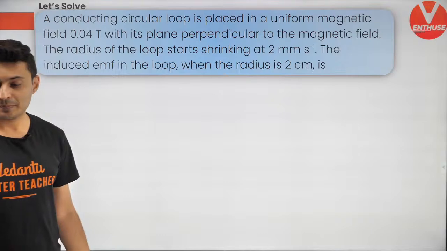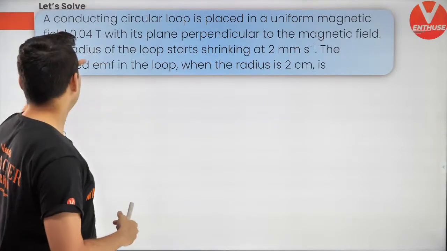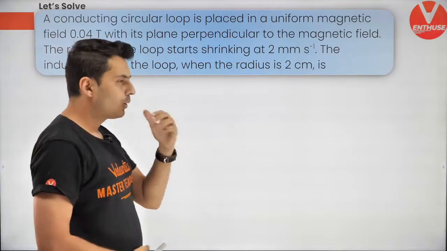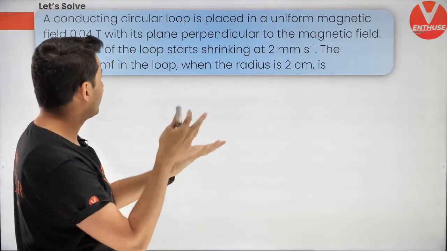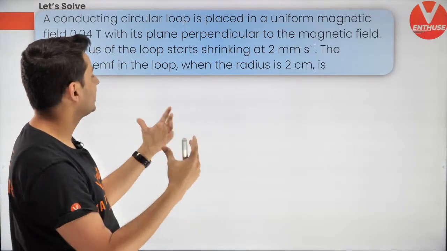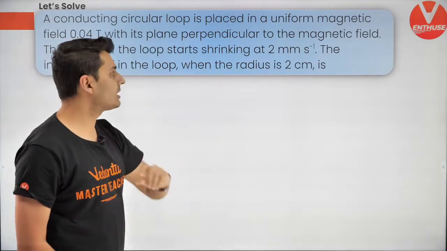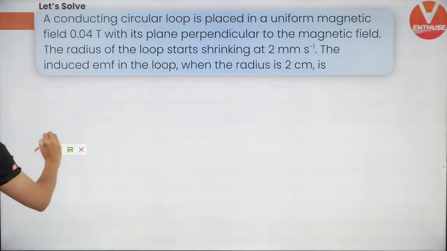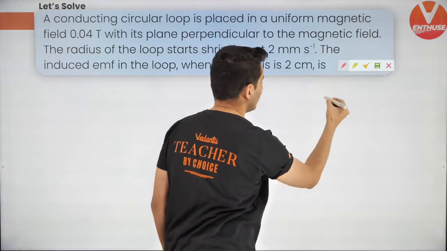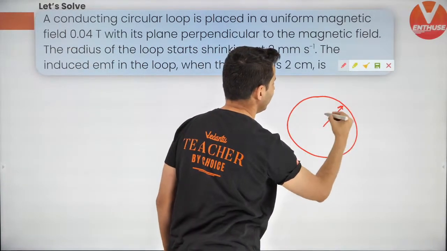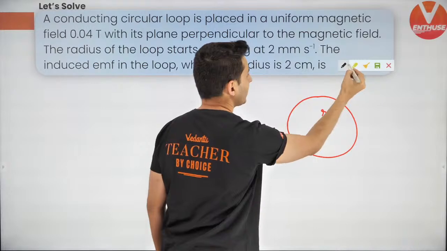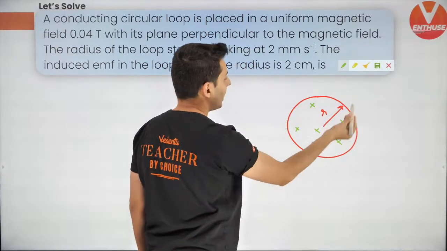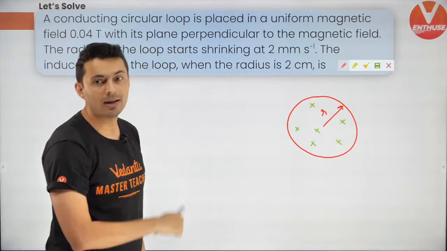Okay, how about this question? There is a circular loop which is placed in a magnetic field and it is perpendicular to that field. The loop starts shrinking at some rate. What is the induced EMF in the loop? Now this is an integer type of question. Let's see how to do this. You have a loop with some radius, and the radius is shrinking, and there is a magnetic field, and the question is, what is the EMF developed?